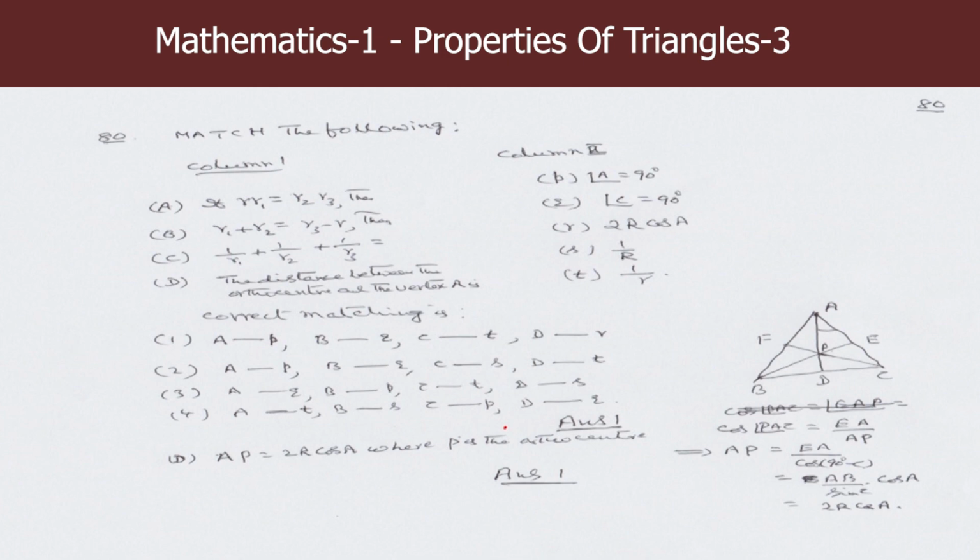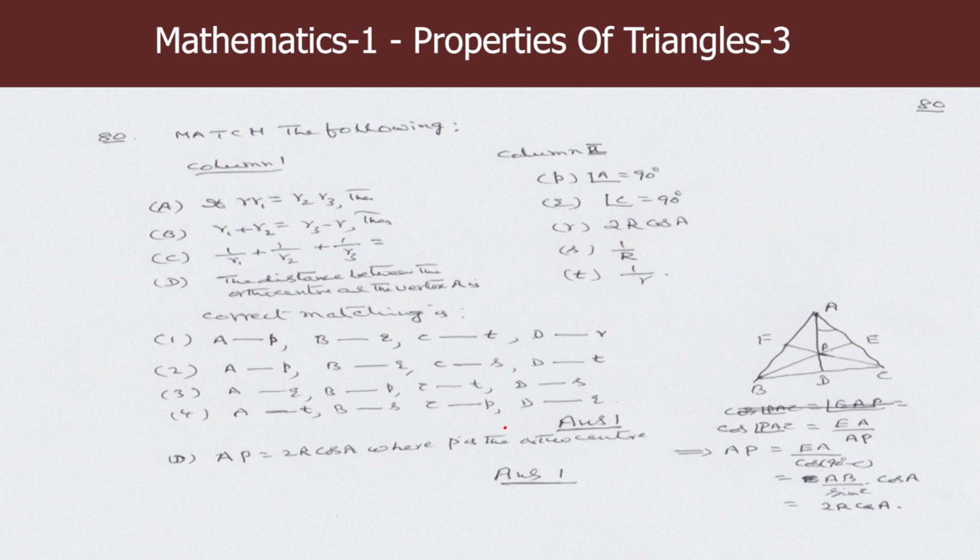P is the orthocenter, and cos of angle PAC is equal to EA by AP. If you see the triangle APE, that means AP is equal to EA by cos(90 minus C), because in the triangle ACD, angle D is 90. So that is equal to EA by cos(90 minus C), or AB by sin C into cos A, or that is simply 2R cos A.